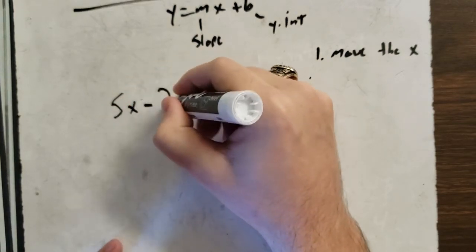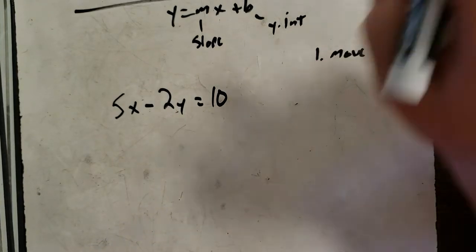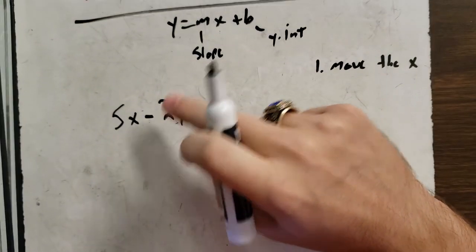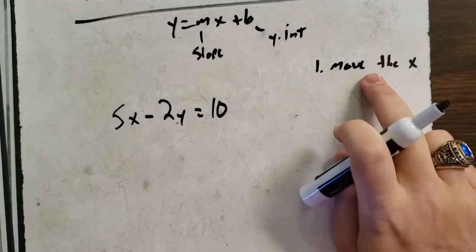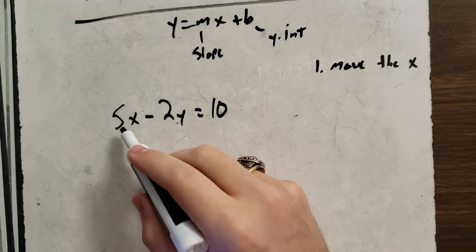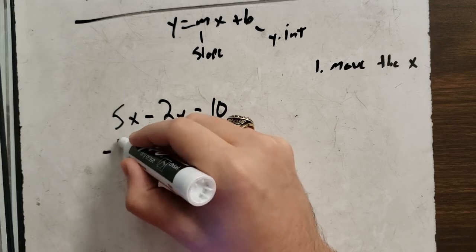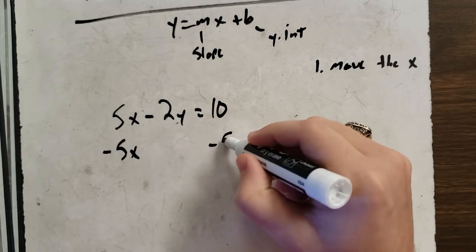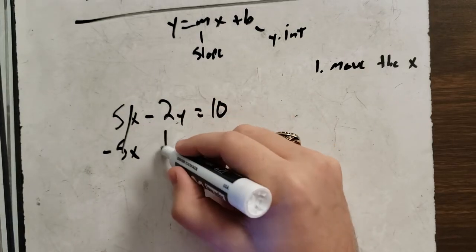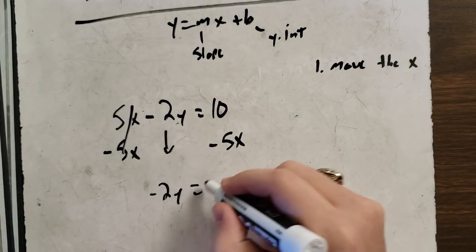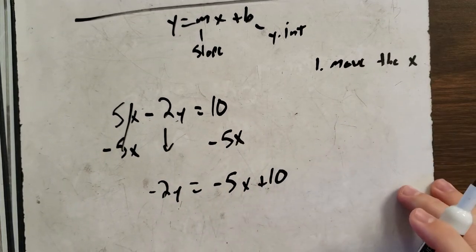5x minus 2y equals 10. So once again, our y is definitely not by itself this time. We have to get it, remember, by itself, same side of the equal sign. So what's our first step? Our first step is to move the x. So our x is over here. It's a positive 5x. So I do the opposite of plus 5, which is minus 5x here, and minus 5x here. That cancels out, and bring down this whole thing to get negative 2y equals, and then remember, you can't do that, negative 5x plus 10.